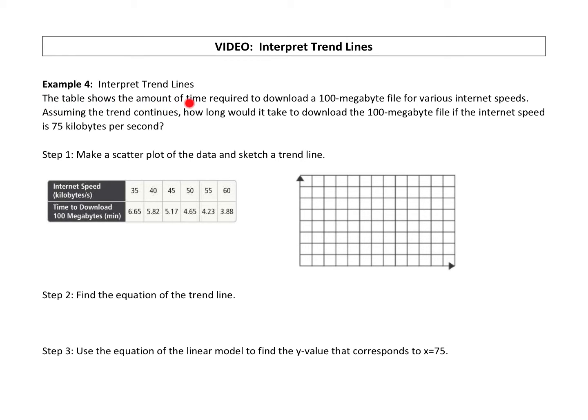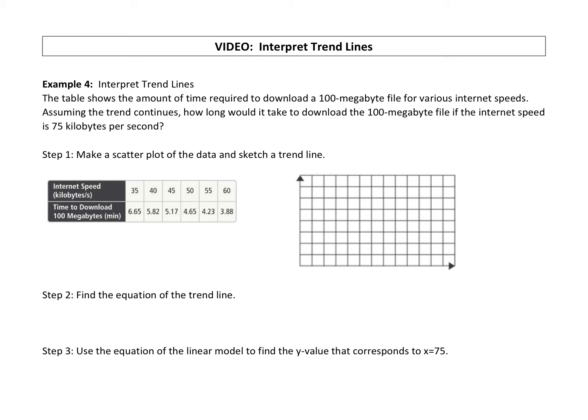The table shows the amount of time required to download a 100 megabyte file for various internet speeds. Assuming the trend continues, how long would it take to download the 100 megabyte file if the internet speed is 75 kilobytes per second? Okay, so first we're going to make a scatter plot of the data and then sketch in a trend line.